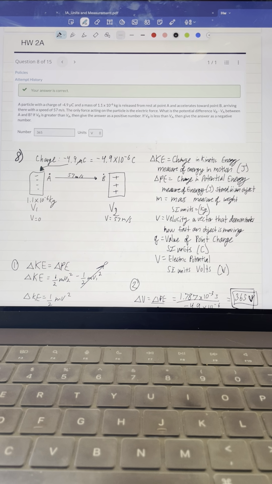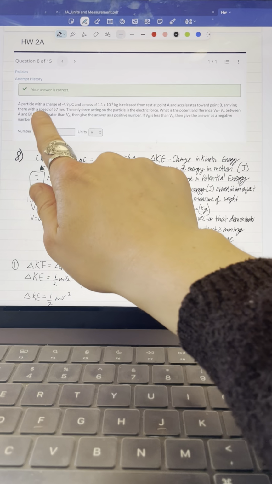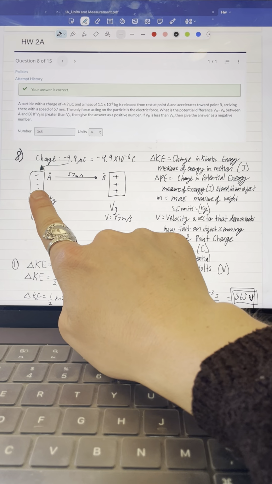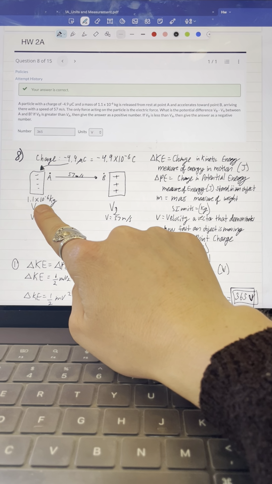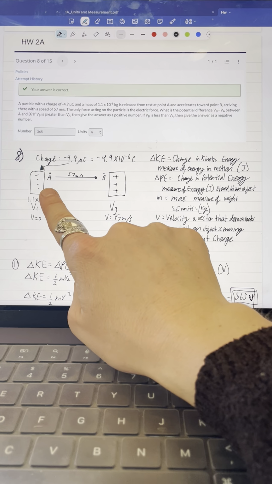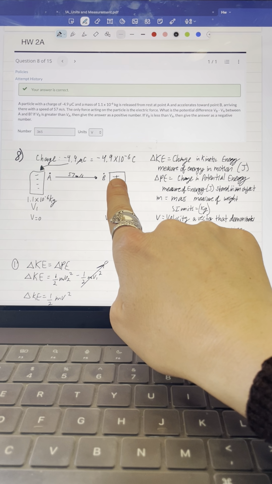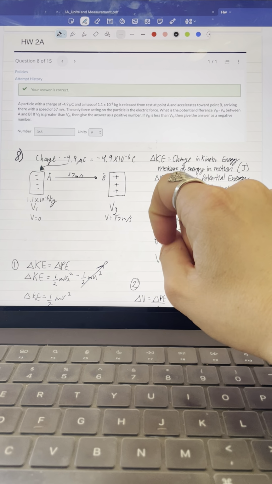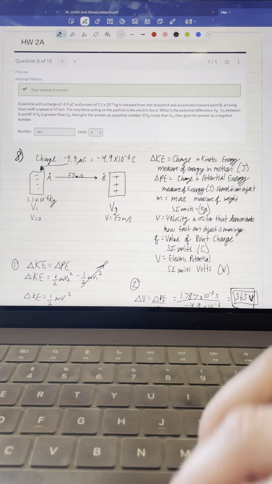Hello, for the second problem, I chose to do question number 8 for week 2A, and it states: a particle with a charge of negative 4.9 microcoulombs and a mass of 1.1 times 10 to the negative 6 kilograms is released from rest at point A and accelerates towards point B, arriving there with a speed of 57 meters per second. The only force acting on this particle is the electric force. What is the potential difference VB minus VA between A and B?